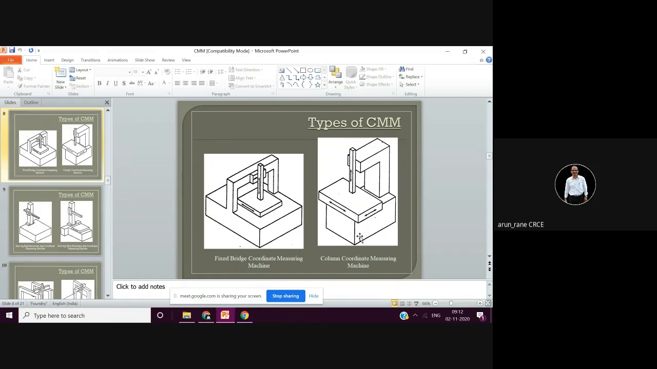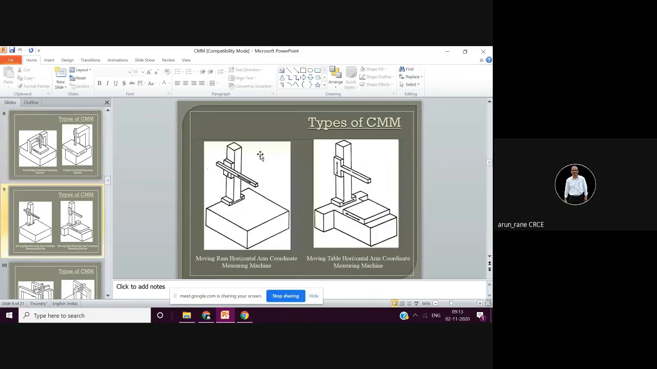Again, you have column coordinate measuring machine. This is exactly like your milling machine. Now in this, again, this is your X axis, this is Y axis, and this is Z axis. All the movements are shown here with the arrows. So you need to just draw these sketches and explain any one.